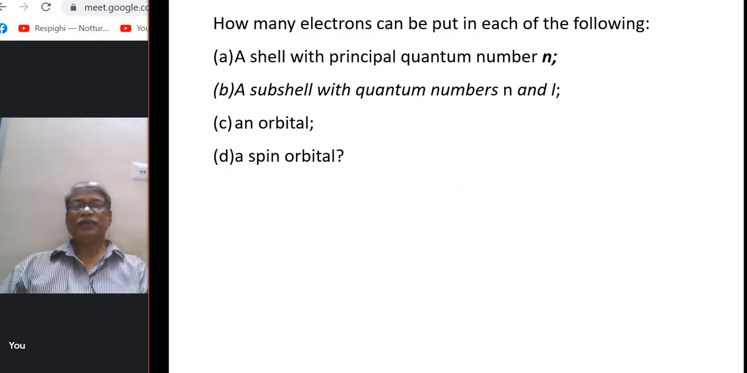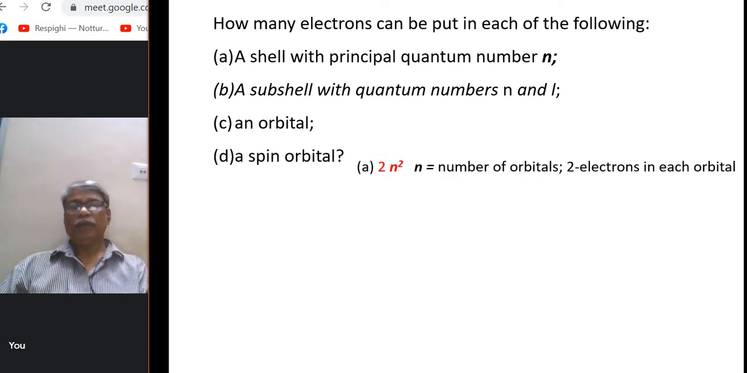So the next question, it's a trivial one maybe for some of you. How many electrons can be put in each of the following? A shell with principal quantum number n. As you know, it is 2n square, but how does it come 2n square? If you want to split the answer, for every n there are l's, quantum number l, 0 to n minus 1, and for each l there is m_l, another quantum number, minus l to plus l.